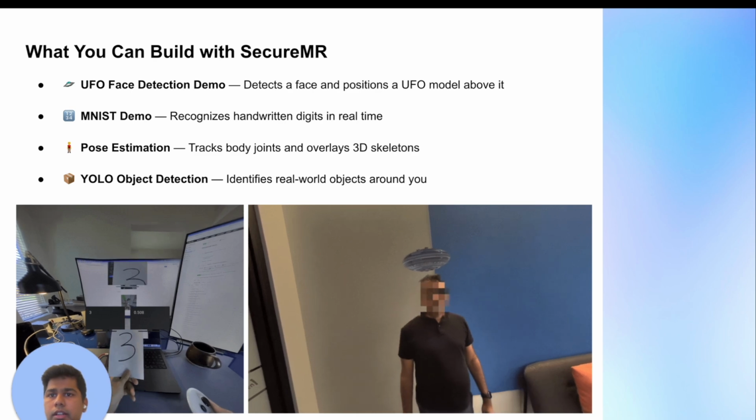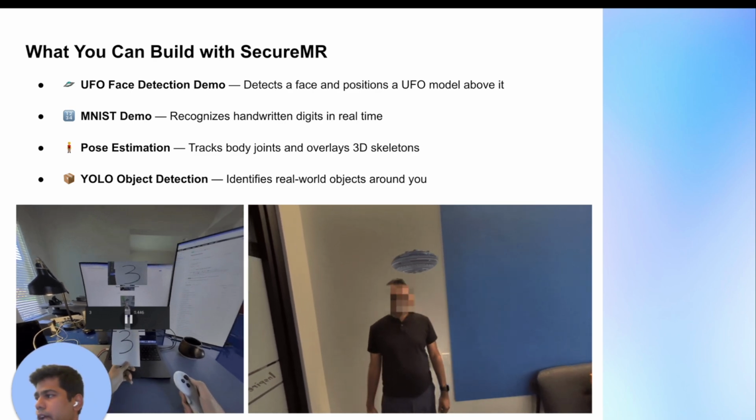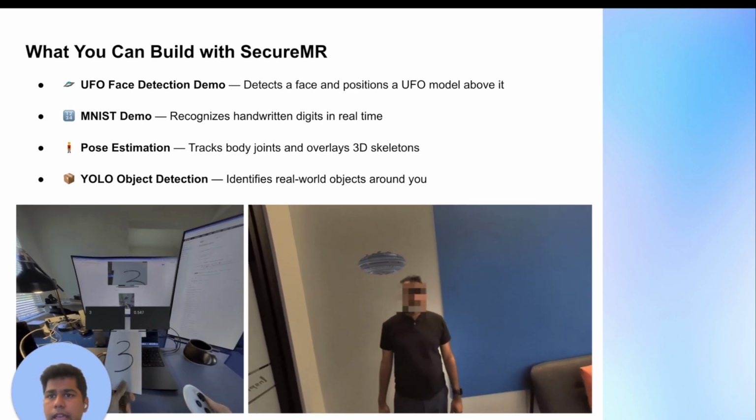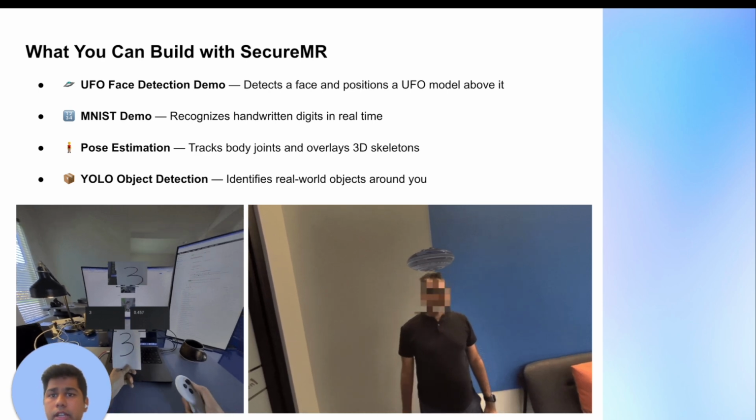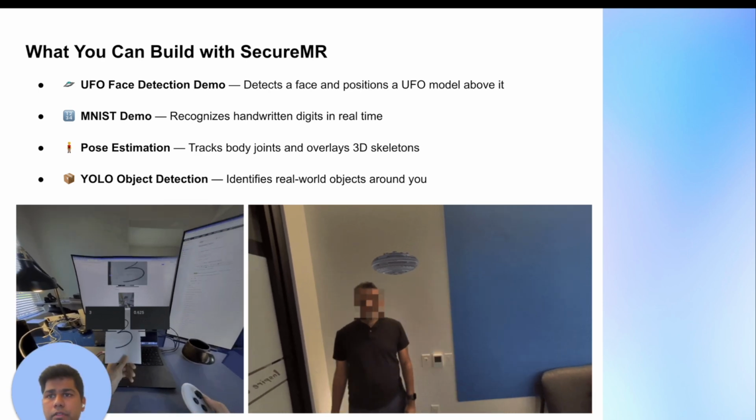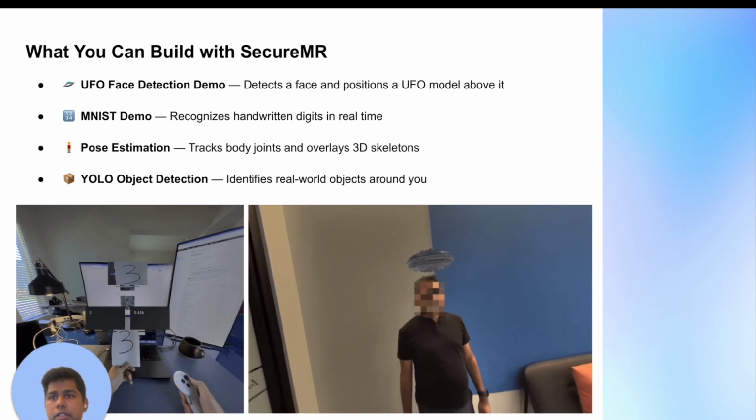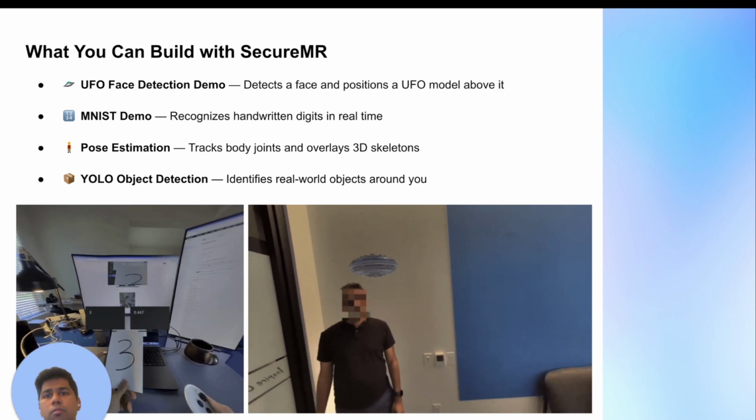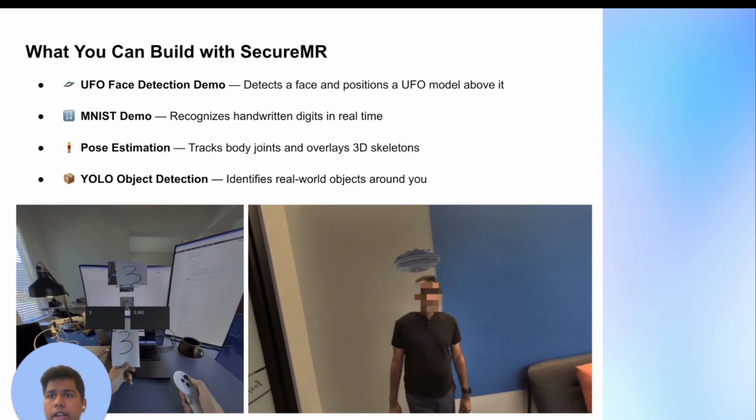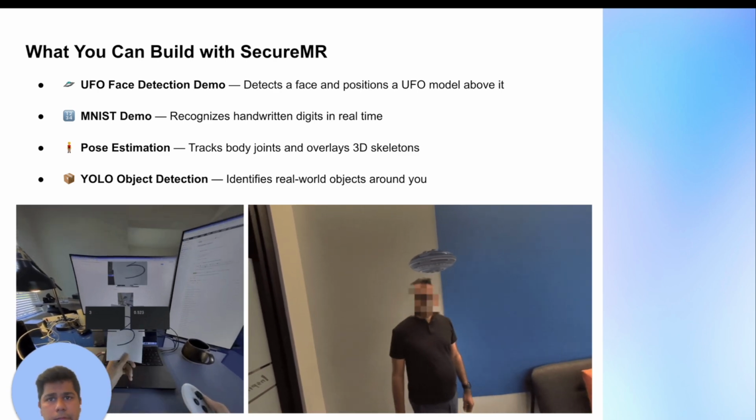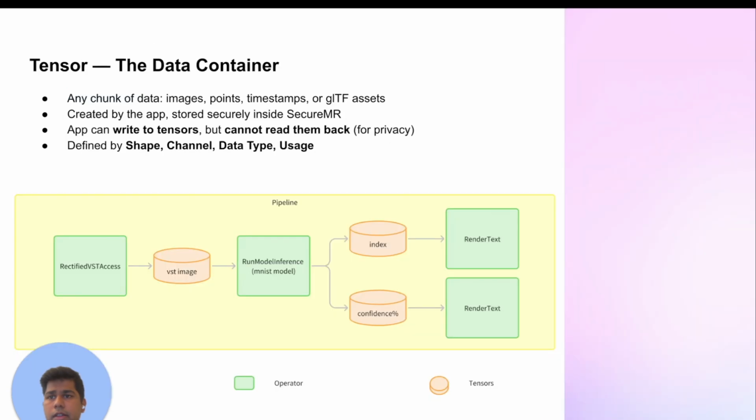Here you can see two demos. One is UFO, and the other is the MNIST demo, which recognizes handwritten digits from the video feed and displays the predicted number instantly. These are just starting points. You can plug in your own models, GLTF assets, and rendering logic to create your own interactive spatial AI experiences.